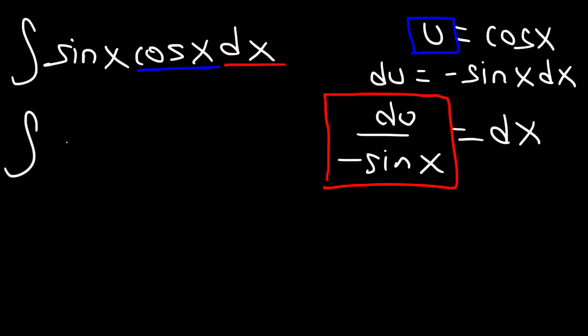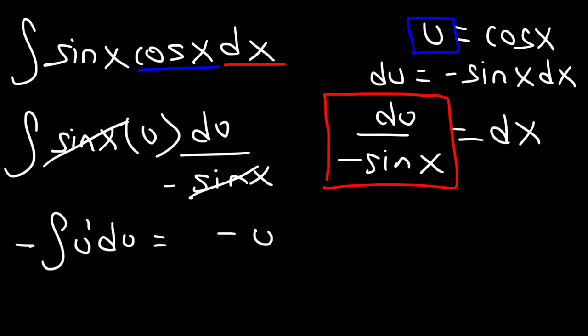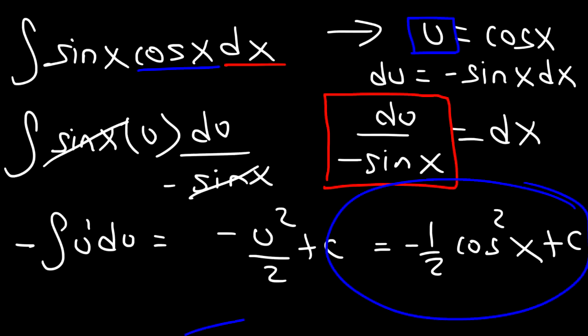So we're going to have the integral of sine x times the u variable times du over negative sine. So we could cancel sine, and so we have negative integral u to the first du, which is going to be u squared over 2 plus c, and this time u is cosine. So this is going to be negative 1/2 cosine squared plus c. And so this is the second way to represent the answer.